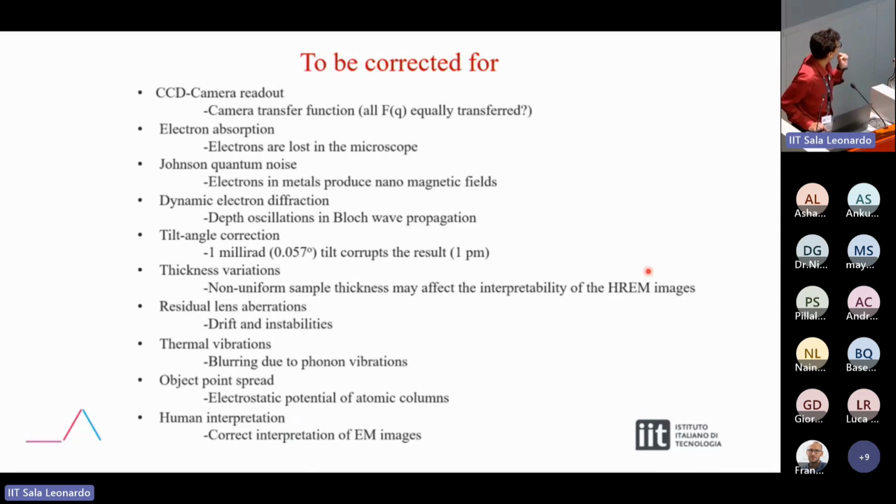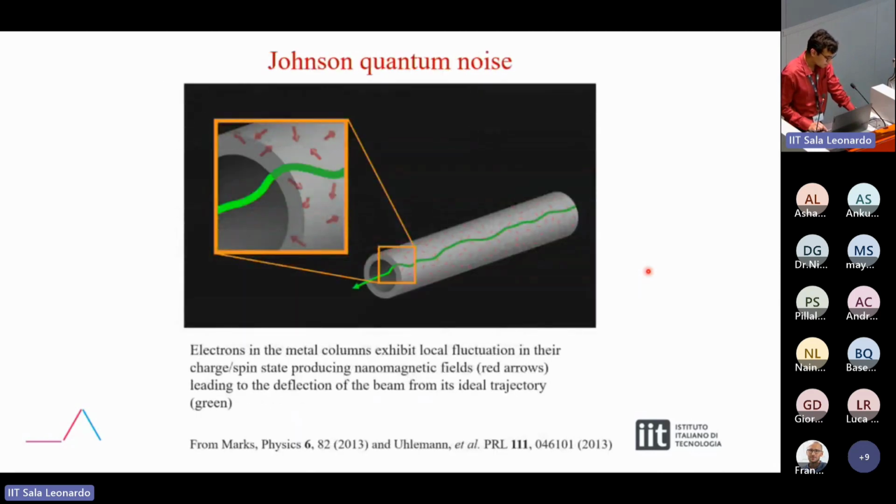So I'll just talk a bit, 2 minutes, about the Johnson quantum noise that I promised. So here is the column, a hollow metallic cylinder. In metals, you have free electrons, delocalized electrons, and they are moving, right? When they are moving, they are generating currents, and they are generating local magnetic fields, nanomagnetic fields. And those magnetic fields are going to affect the electron beam traveling through this component. And then you have some spread over there.